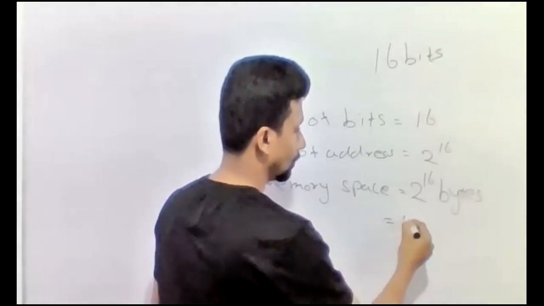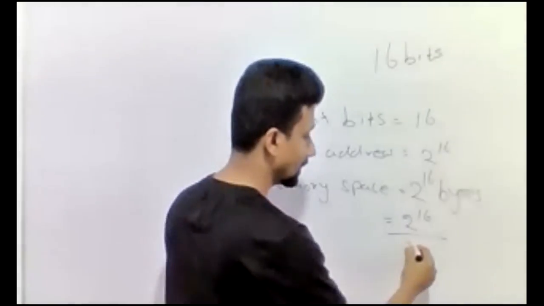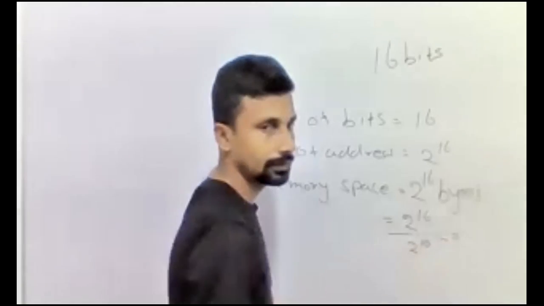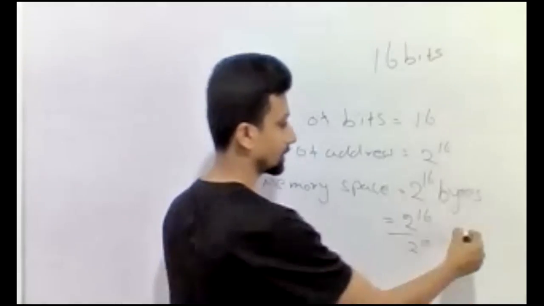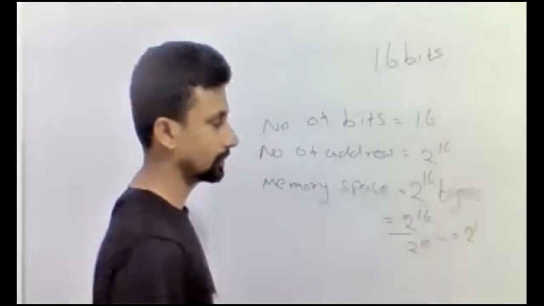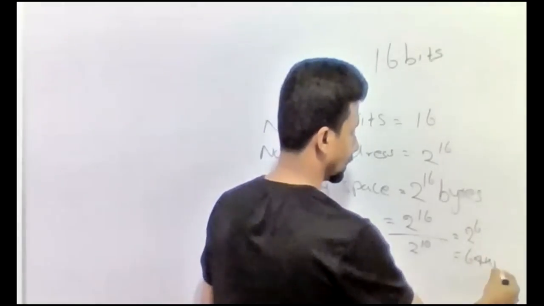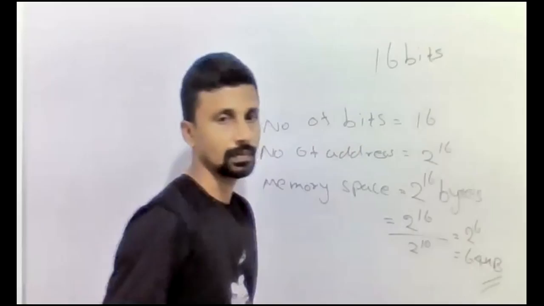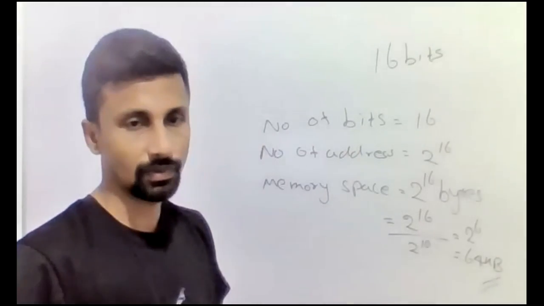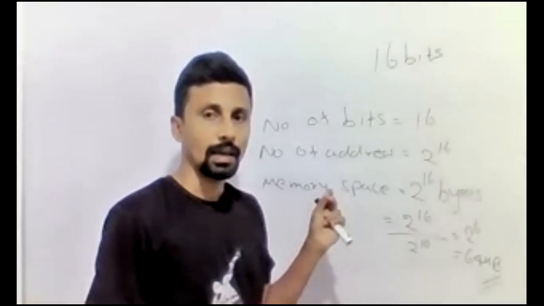කියන්නේ 2 to the power 16, 1024 means what? 2 to the power 10. එහෙනම් මම බෙදනවා මේක. I'm getting 2 to the power 6 kilobyte. 2 to the power 6 means 64 kilobyte. So this is my answer. 64 kilobyte, right?